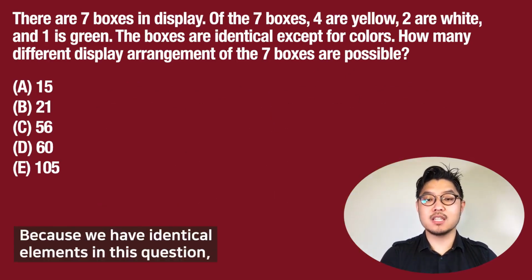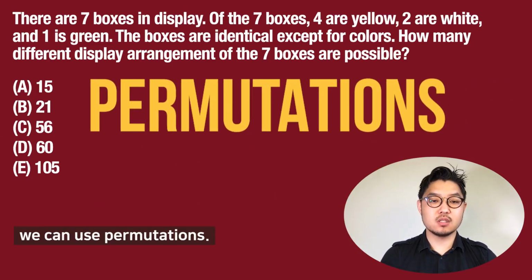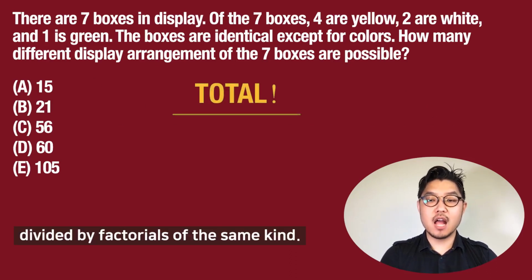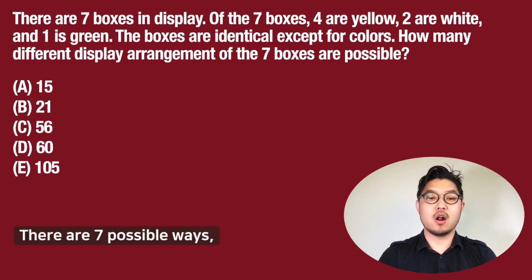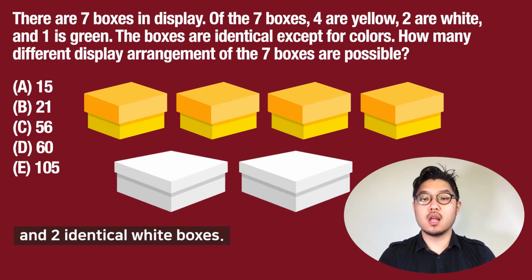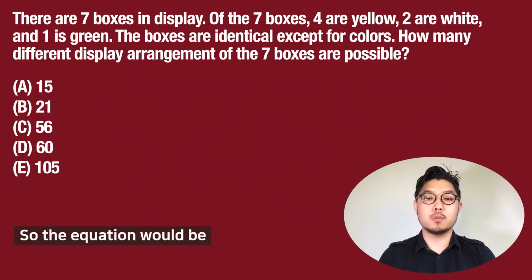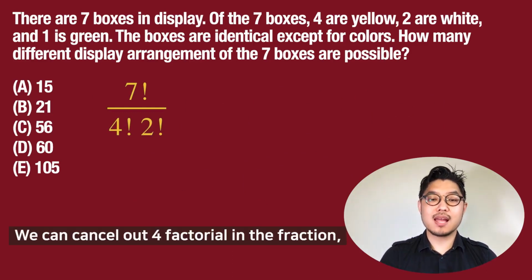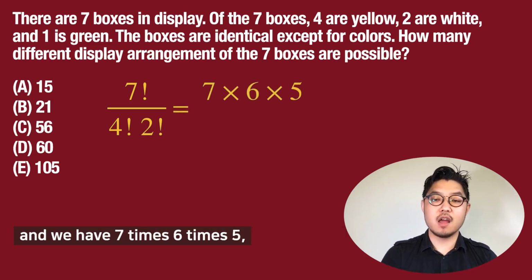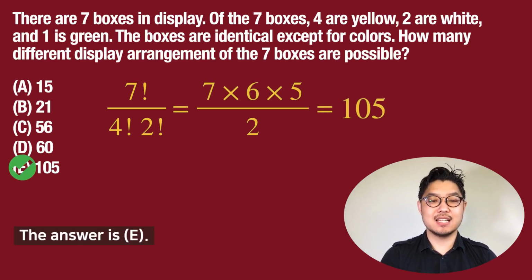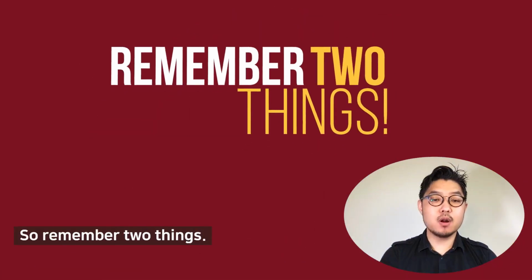Because we have identical elements in this question, we can use permutation. The formula is like the following: total number of possible ways factorial divided by factorials of the same kind. There are 7 boxes, 4 identical yellow boxes and 2 identical white boxes. So the equation would be 7 factorial divided by 4 factorial times 2 factorial. We can cancel out 4 factorial in the fraction, and we have 7 times 6 times 5 divided by 2. This is equal to 105. The answer is E.